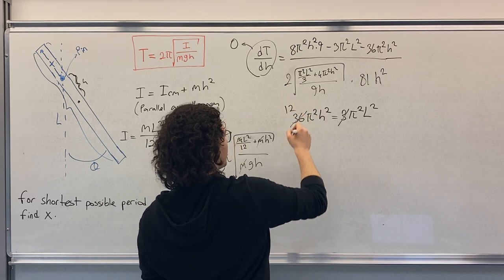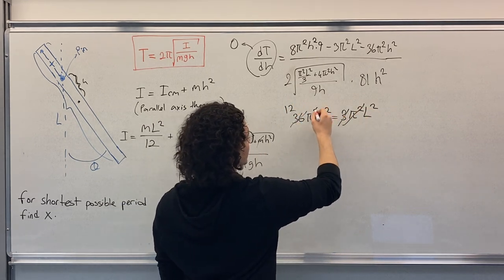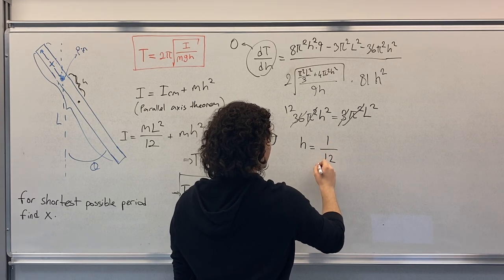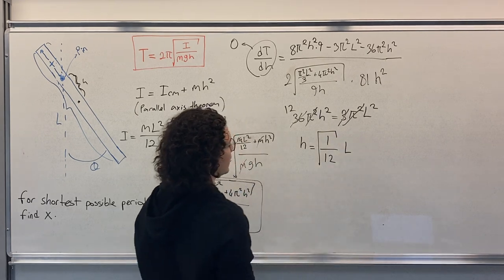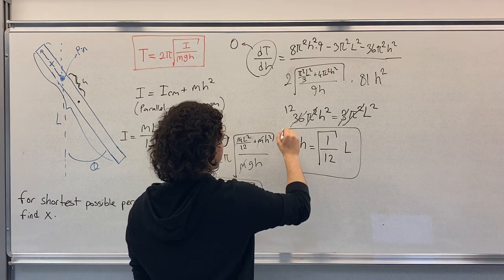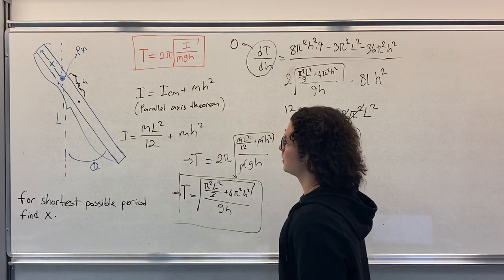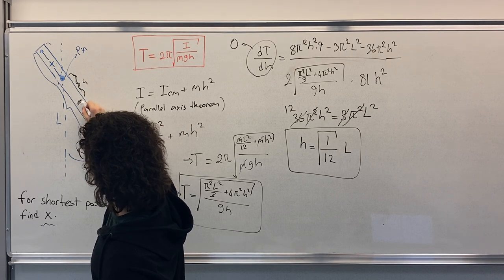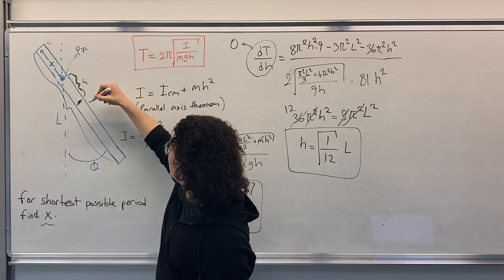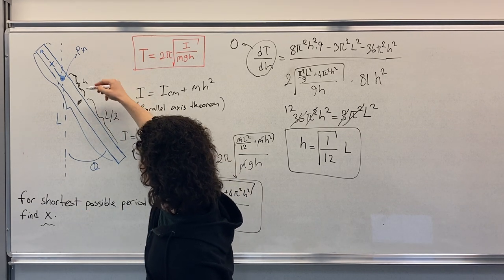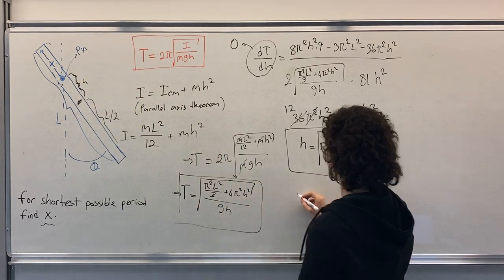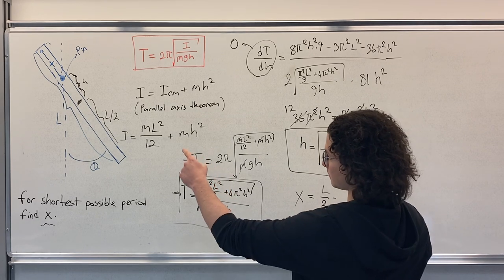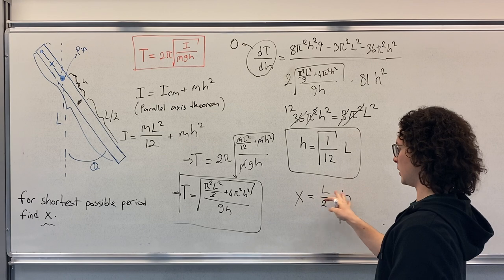Here we have a cancellation. We have 12 left here. Pi square is gone. So we have h is equal to 1 over 12 in square root times l. This is our expression for h. So we know that we were looking for x, and h is actually, this point was the center of mass. So here we have l over 2 here and l over 2 here. So actually we can write x like l over 2 minus, l over 2 minus h. This is our expression for x.